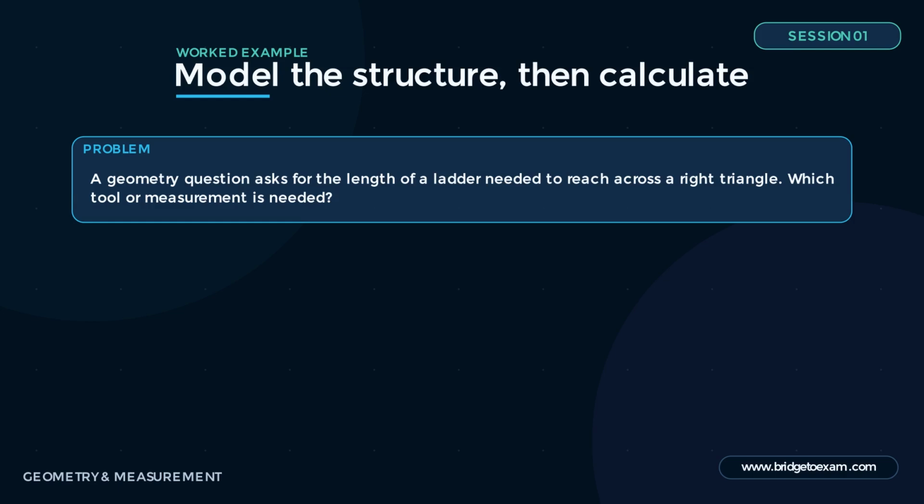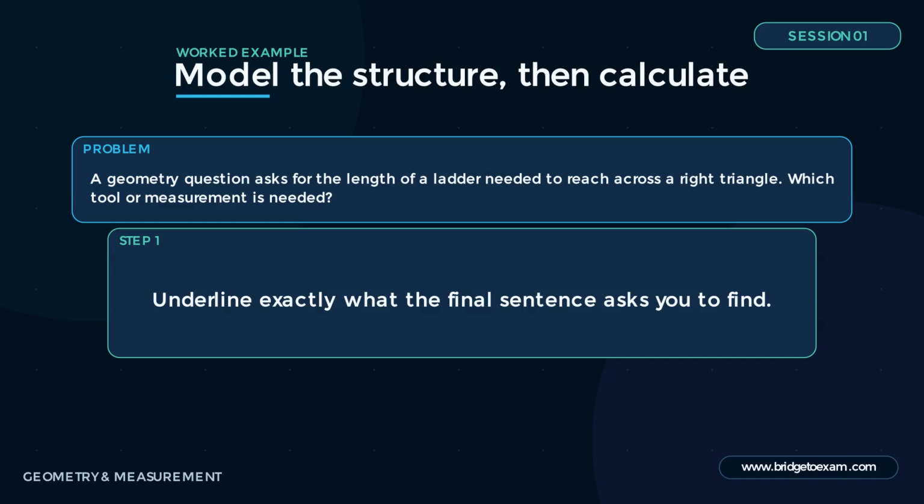Let us model a complete example. A geometry question asks for the length of a ladder needed to reach across a right triangle. Which tool or measurement is needed? Step 1 is to organize the information. Underline exactly what the final sentence asks you to find.